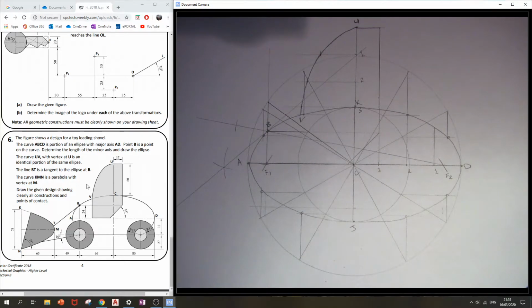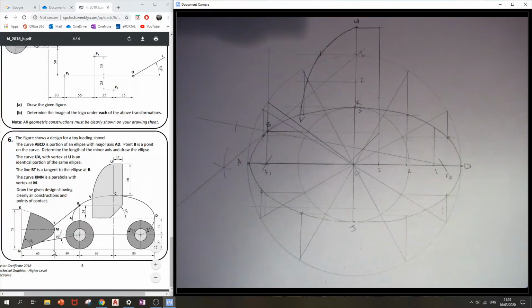Okay, so what are we told? We're not given a distance out for T, but I know that it intersects this curve here, which is the curve KMN, which is a parabola with a vertex at M. Okay, so now what I need to do is draw in this parabolic curve. Now, we're told that M is the vertex.